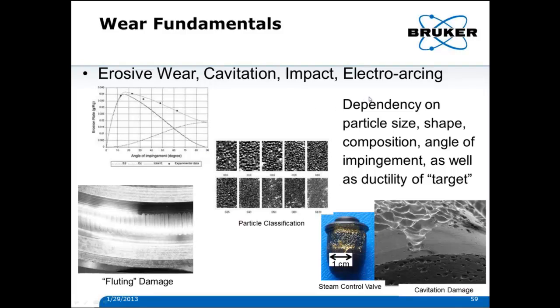So there's a dependency in all these on particle shape, size, composition, angle of impingement, and again, the ductility of the target. In the case of cavitation, now we've got bubbles collapsing as they make their way into a low pressure region. And this can happen on ship propellers and past valves. And here's a steam control valve where a rapid stream went through, the pressure dropped on the other side, and cavitation.